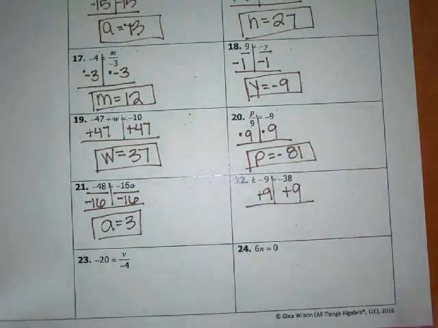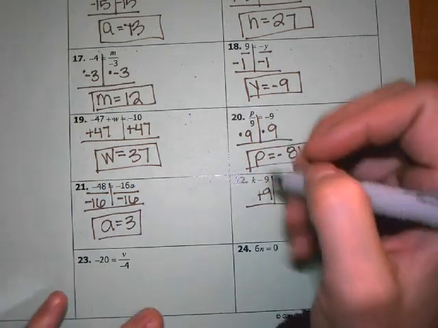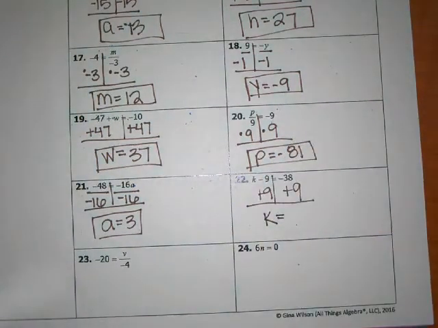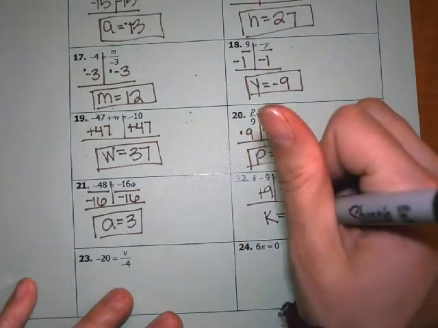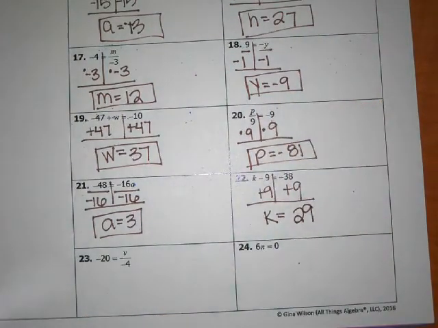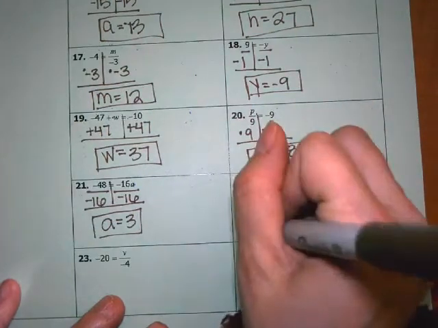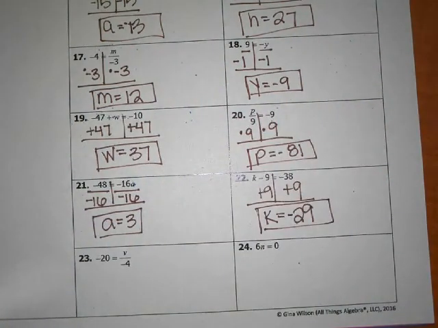Perfect. Add the 9, so number 11, what's my answer? K equals 29. Positive or negative? Nope. Guys have to make sure we are paying attention, because otherwise we're going to get problems wrong.